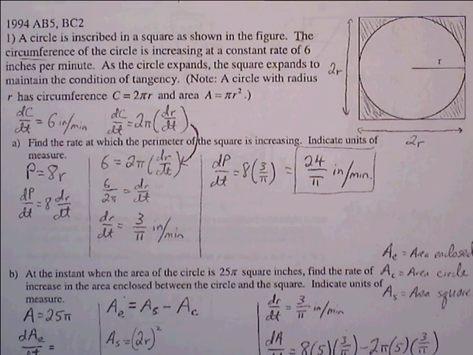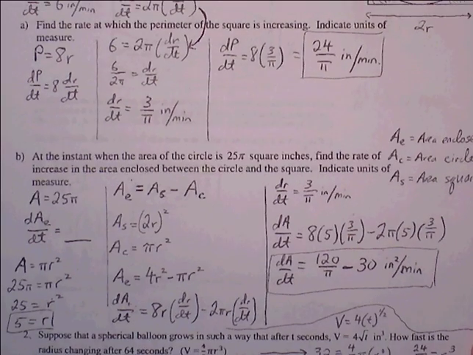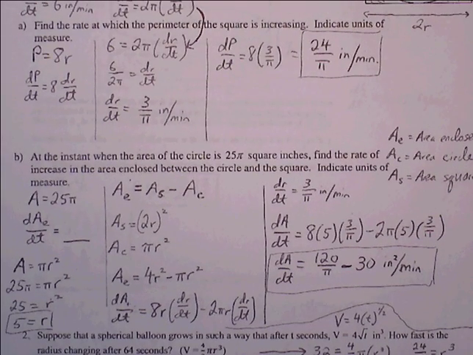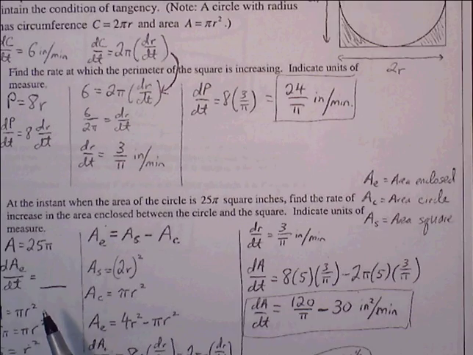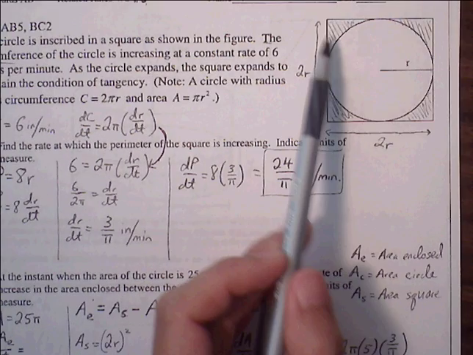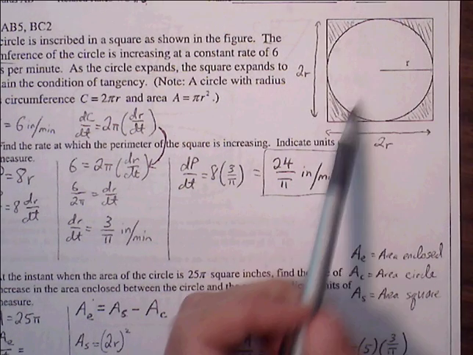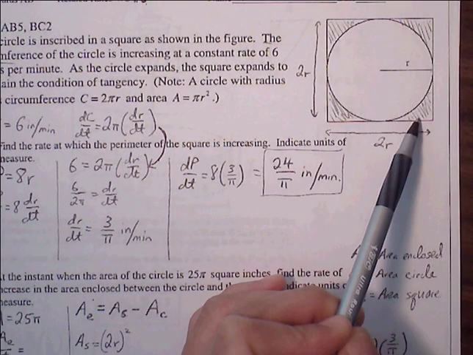Okay. All right, number 2. At the instant when the area of the circle is 25 pi square inches, find the rate of increase in the area enclosed between the circle and the square. So we want to find the rate of change of this shaded region between the circle and the square.